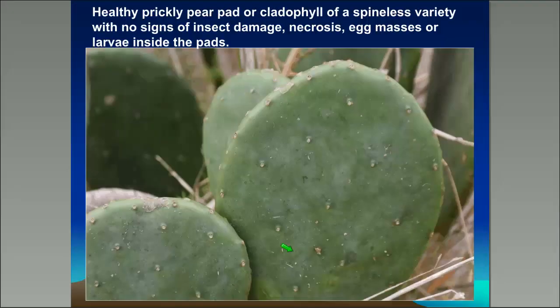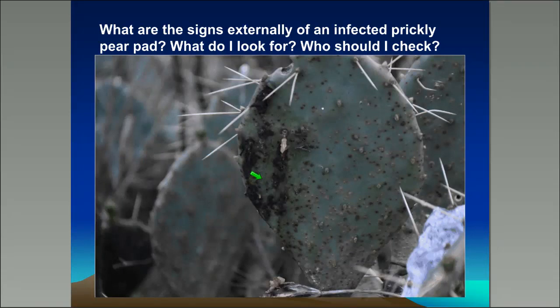So usually the sentinel survey requires you to get up closer to the prickly pear and to look at the pads. Notice on this close-up of the pads, you see no egg masses, you see no necrosis, you see no internal damage occurring, you don't see the larvae on the outside of the pad, and I don't see any of the feces or frass produced by the larvae inside streaming out on the outside of the pad. So this is what a healthy pad in our sentinel survey would look like. But when I find infected pads, now I'm going to be looking for the key signs to know whether to open the pad up or not.